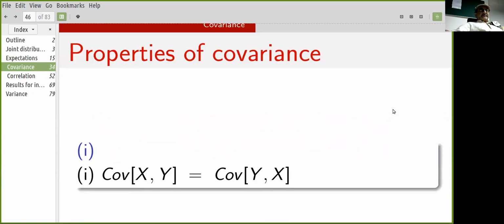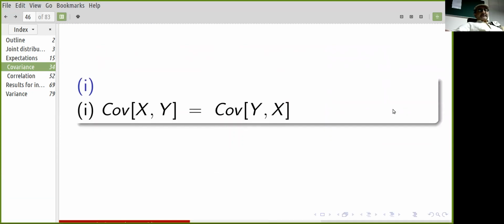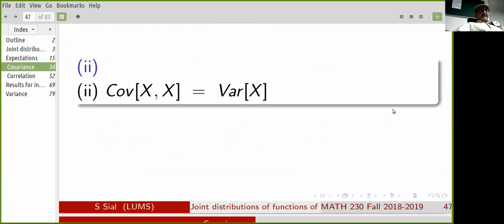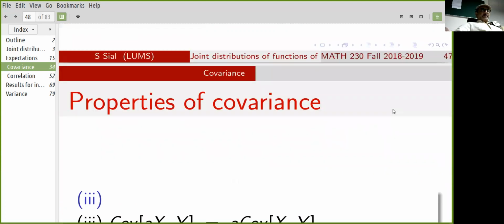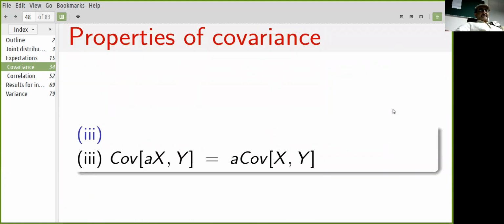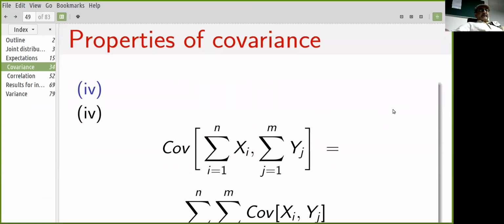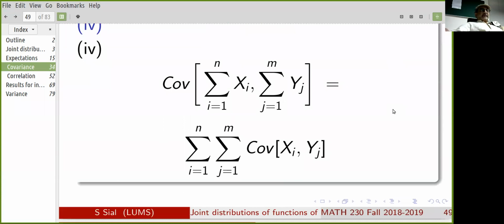Okay, some properties of the covariance. The covariance of x and y is the covariance of y and x. The covariance of x and x is the variance of x. The covariance of a times x with y equals a times the covariance of x and y. And the covariance of the sum of a bunch of random variables with the sum of a bunch of random variables is the double sum of the individual covariances.